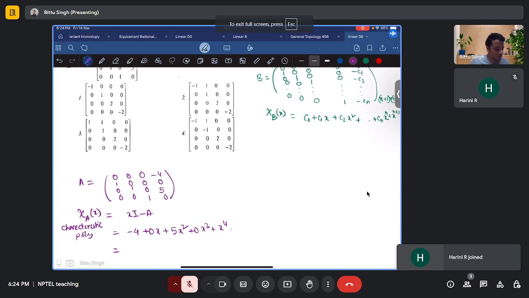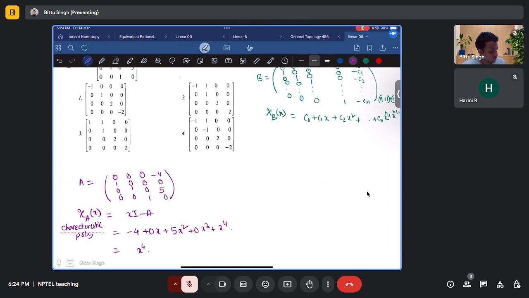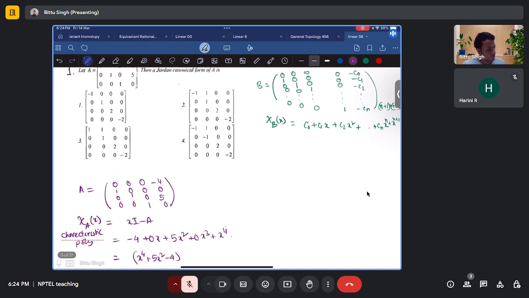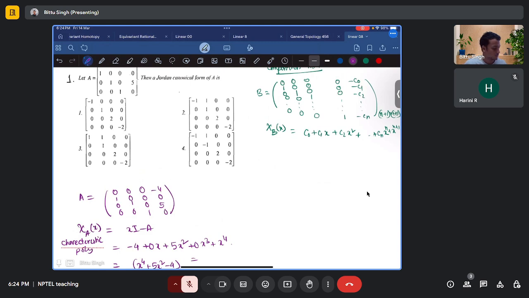It is easy to calculate this characteristic polynomial, and it will take this form: x to the power 4 plus 5x squared minus 4. Now if we factorize this, it can be written as x squared plus 4 into x squared minus 1. So this is the factorization, and from here we can see the eigenvalues.